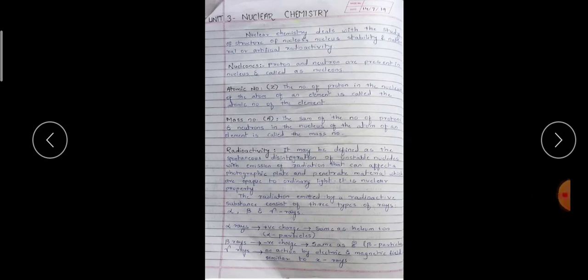Positive charge particles are the alpha particles, same as the helium ion. Then the beta rays, negative charge particles, same as the electron, they are called beta particles. Gamma rays show no action by the electric or magnetic field, similar to X-rays.